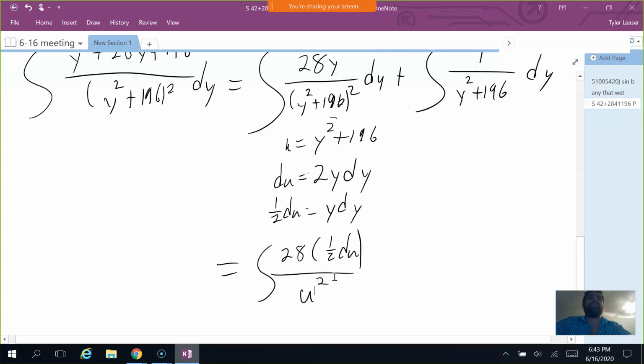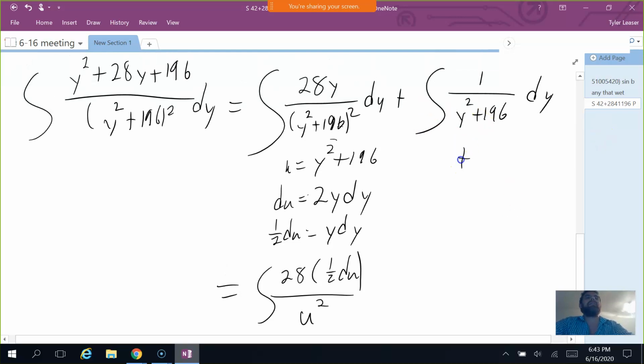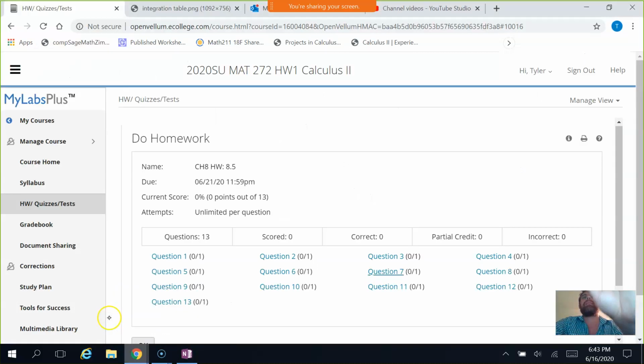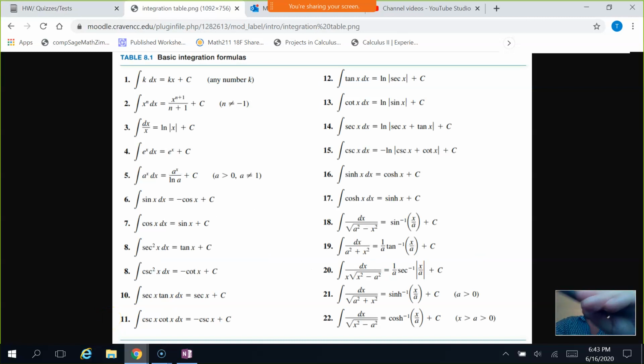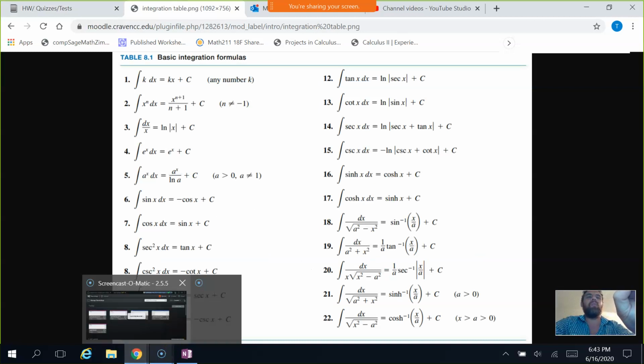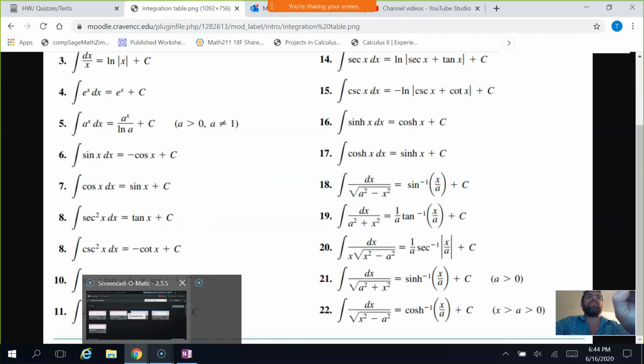All right, looking at this other integral, this other integral is actually going to be something that we can find on that table of integrals. So if I pull up the table again, remember it was this one. It was 1 over something squared plus something squared. So it's going to be this, I zoomed in a little bit. It's going to be this, 1 over a tangent inverse x over a.